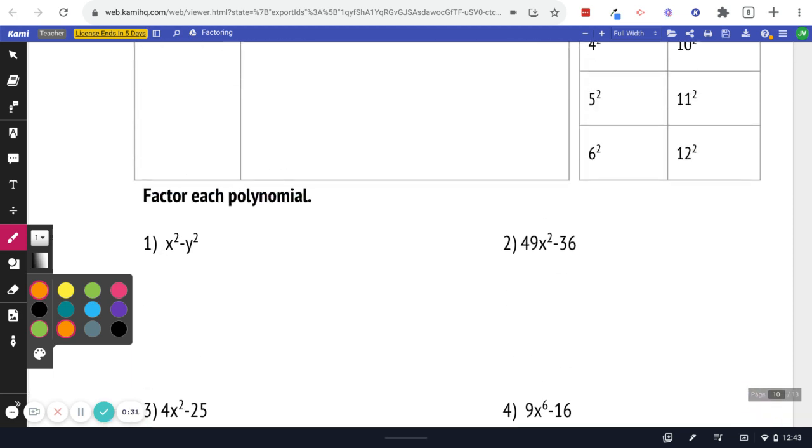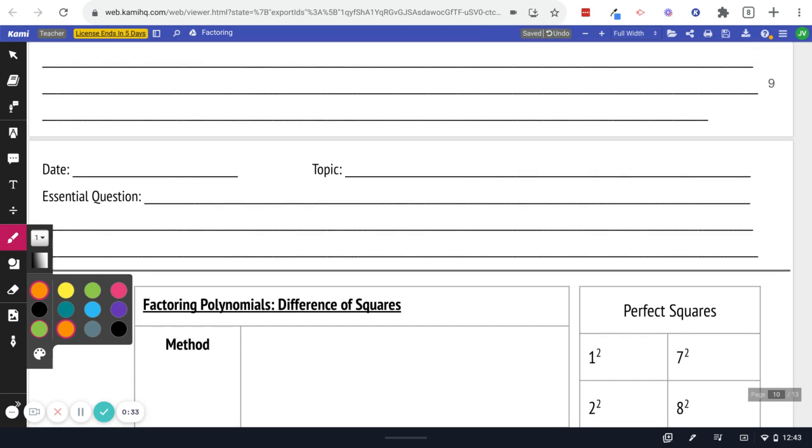Anyway, so we're going to say factoring again, and then we're going to say difference of squares. We're feeling lazy, so we're actually going to put a square as a picture rather than take the time to write it out, because let's face it, we've been working hard lately.